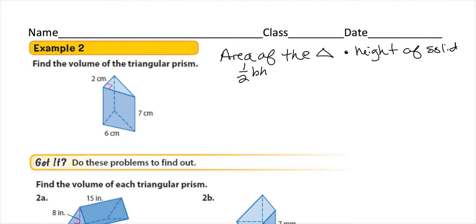Okay, so 1/2 of course is 0.5. Okay, now we need the length of the base. Okay, so here's my triangle right here. All right, I need the length of the base. So the base would be this part right through here. So that's going to be 6.